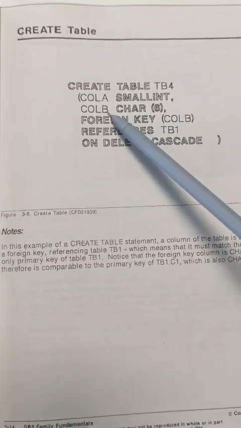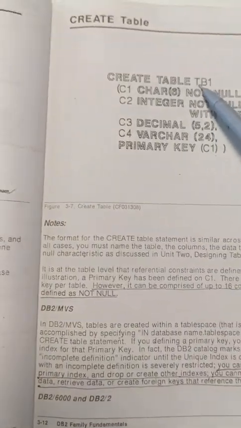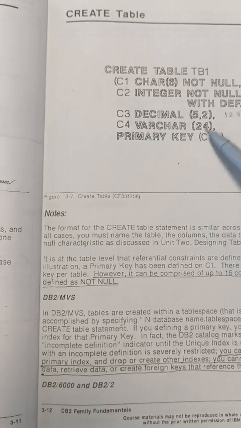And here, in table 1, they are creating a foreign key in column B, which references table 1. Where is table 1? You can go to the previous one here. This is table 1, and it references table 1 here.